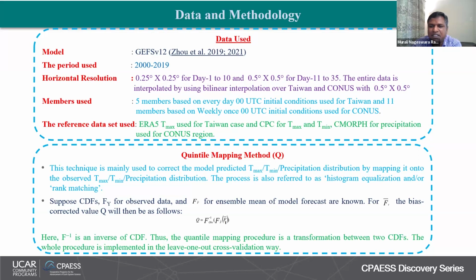In the case of the Kansas region, I have used the weekly once initial conditions from day 1 to day 35. Particularly, we want to see improved forecasts for week 3 to 4 and the monthly scale. So that's why I have used weekly once initial conditions in that case.